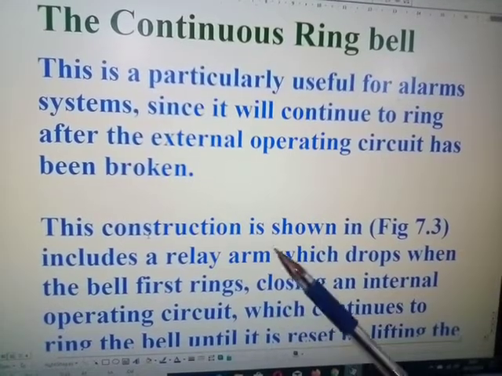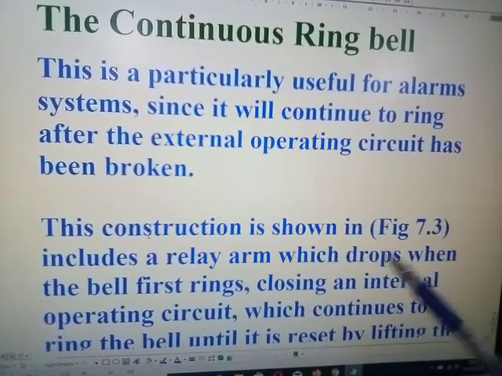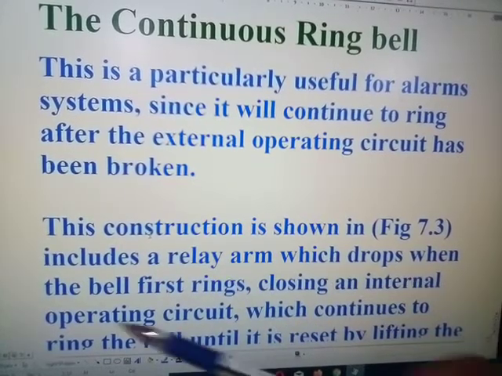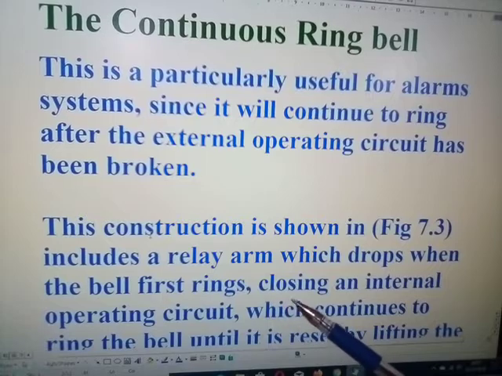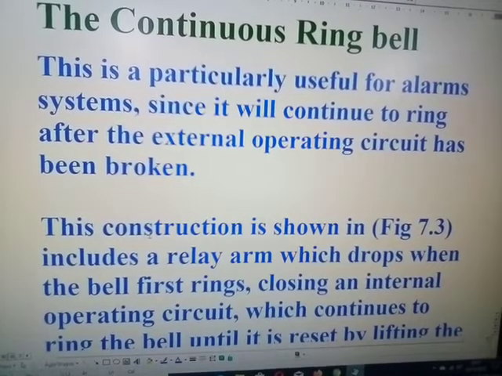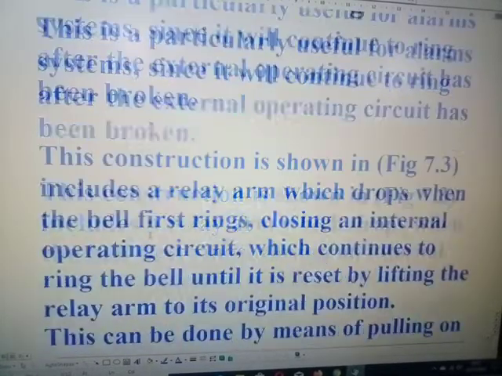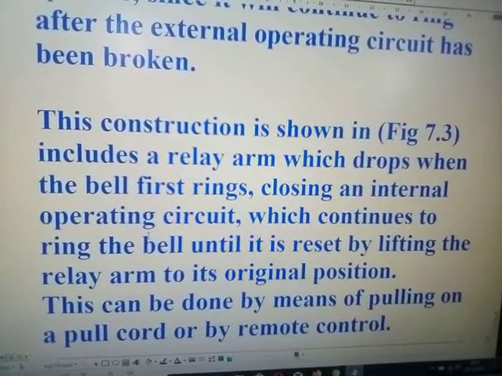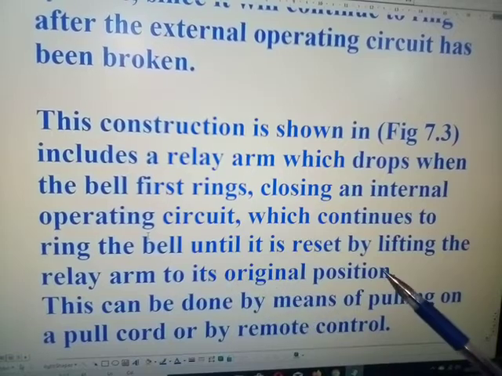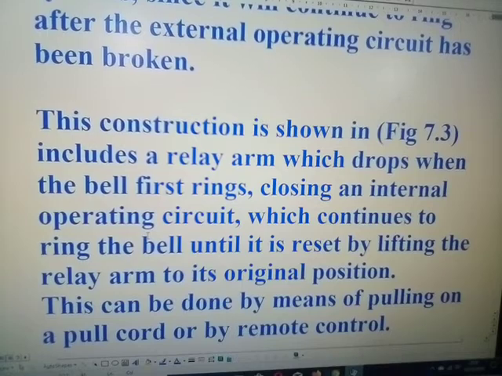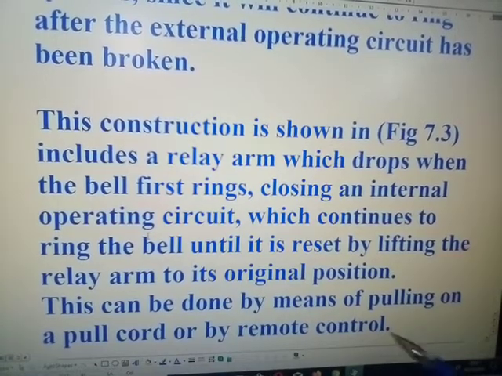This construction is shown in figure 7.3. It includes a relay arm which drops when the bell first rings, closing an internal operating circuit which continues to ring the bell until it is reset by lifting the relay arm to its original position. This can be done by means of pulling on a pull cord or by remote control.